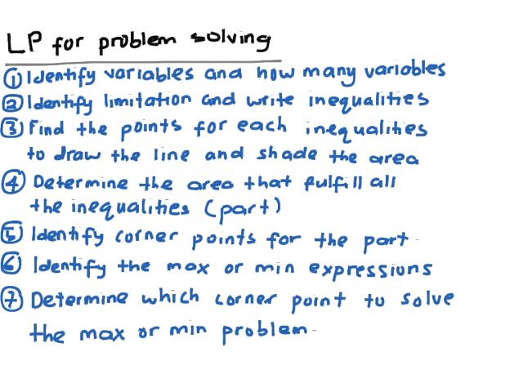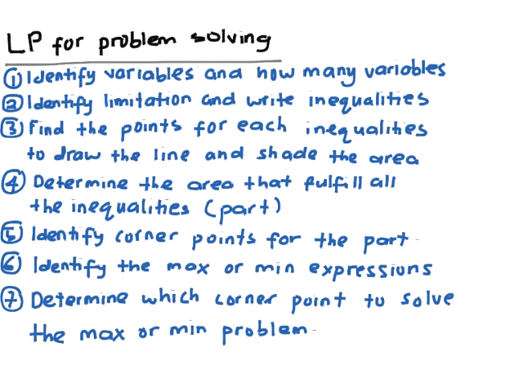So for the fifth step, after we identify the part, we need to identify the corner points for the part. And then after we identify the corner points, we need to identify the maximum or minimum expression. And then we determine which corner point solves the maximum or minimum problem. So that is basically the graphical method for the real problem, real situation.